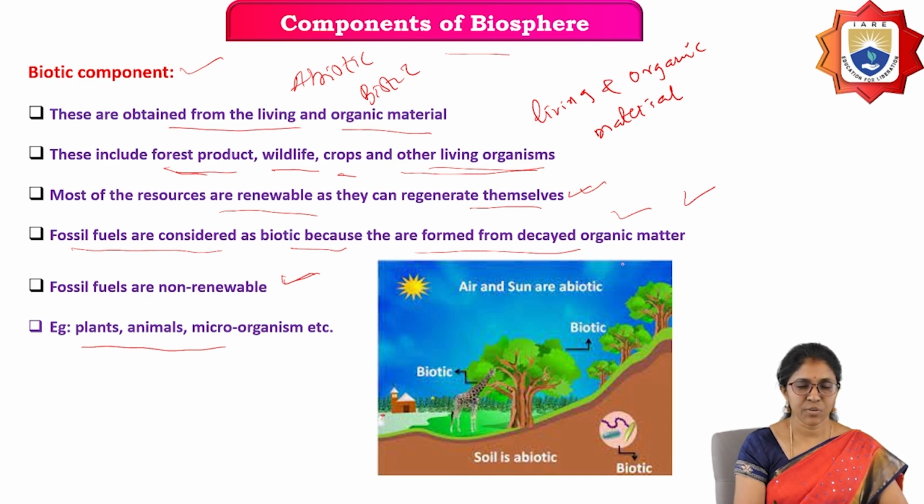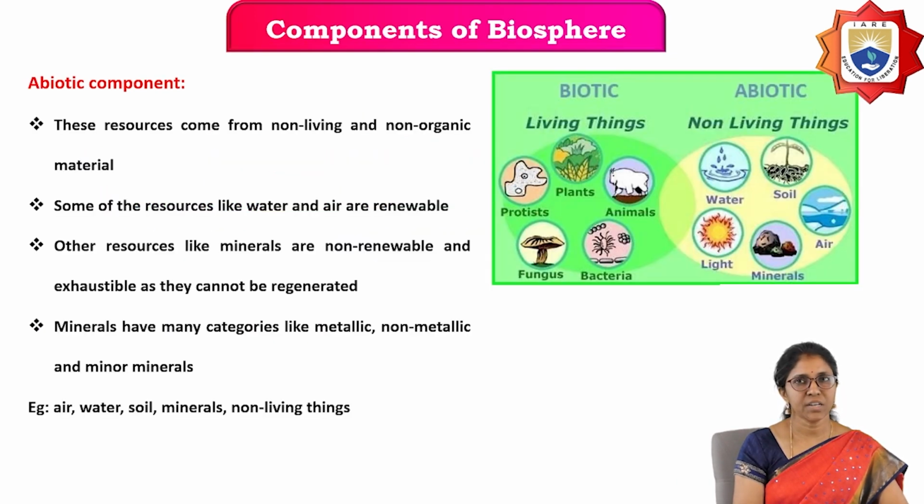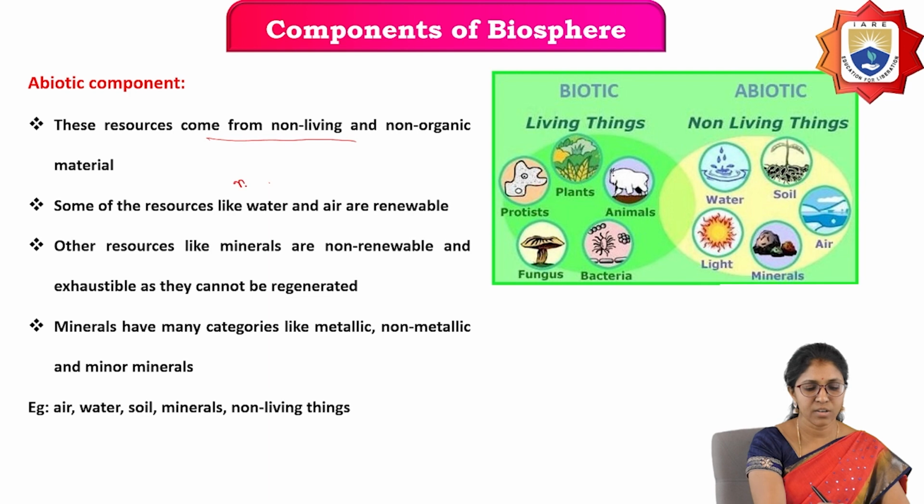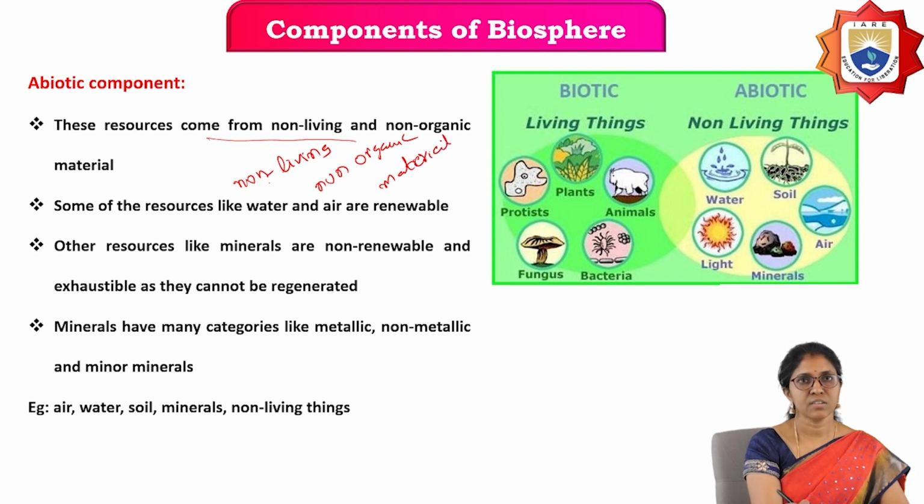This is obtained from living and organic material. So what is an abiotic component? These resources come from non-living and non-organic material. In the case of biotic material, the sources are obtained from living and organic material. Abiotic components are sources that come from non-living and non-organic material.